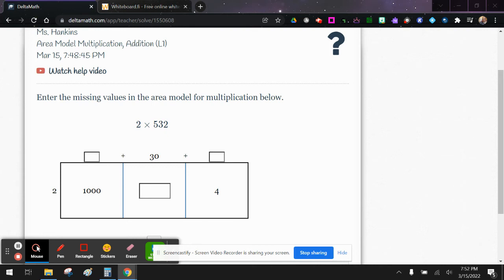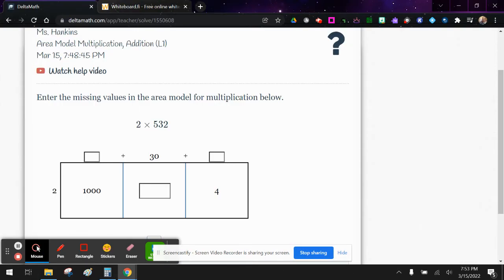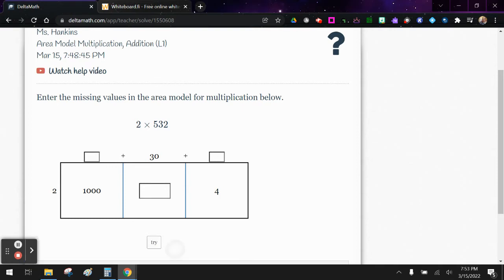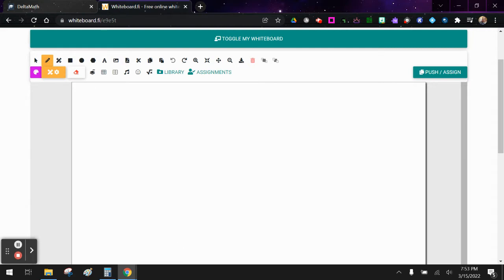Hi, I know some of you are having a hard time with the Delta Math area model multiplication. So I wanted to make a quick video about how to go through the activities. I've got one whiteboard here, as if we had our notebook out. You want to have your notebook and a pencil out just in case.